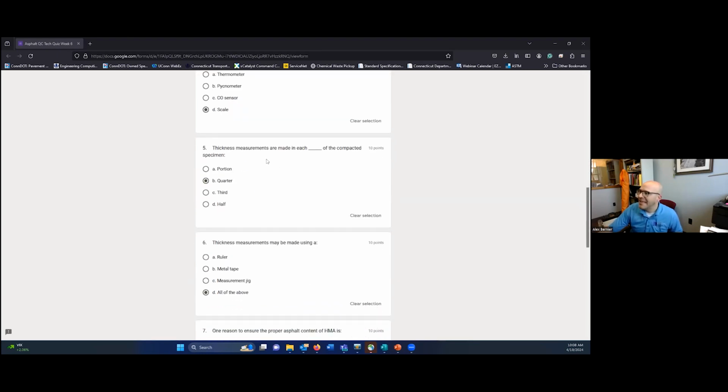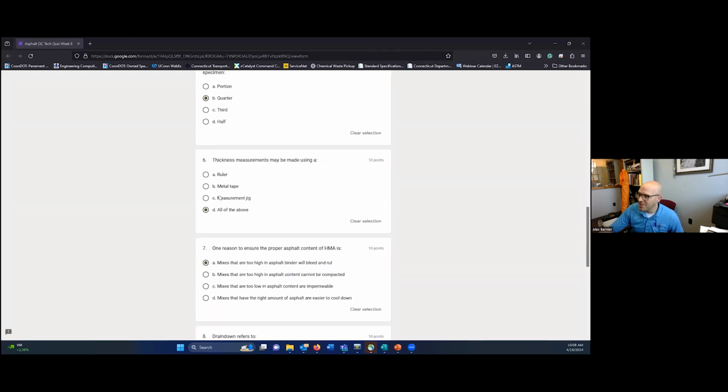Question number 5. Thickness measurements are made in each blank of the compacted specimen. So recall, for thickness, what we're going to do is average a certain number of readings, and that number is 4. It's approximately quarter points around that specimen. So B is the answer we're looking for there.